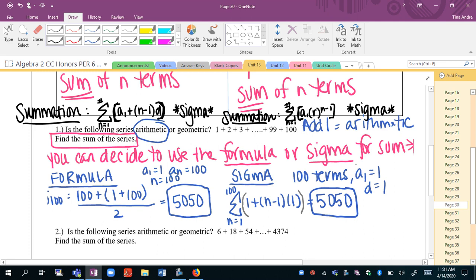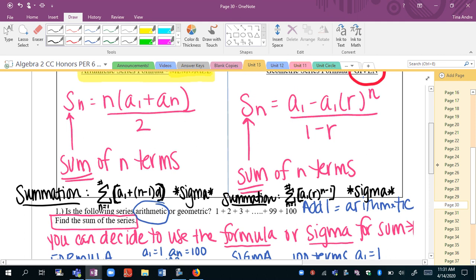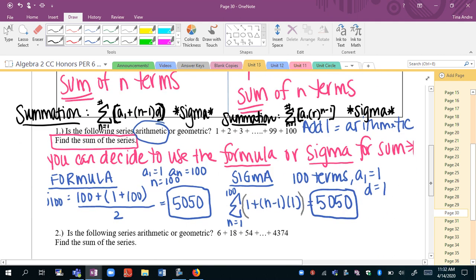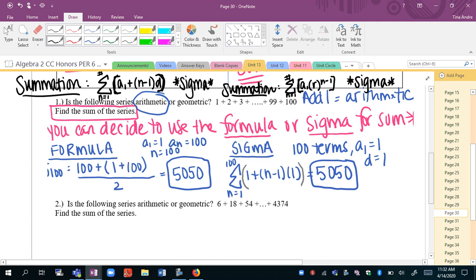So you can decide which one you want to use. Do you want to use the formula from the reference sheet or the one that you have to memorize, or do you want to use the sigma? Now here's the thing, you have to know all of these options, because there's going to be times where summations or the sigma won't work. When we get to the next page, you're going to see an example where you won't be able to use the summation. So for now, if you're finding the sum, then you can use either. You can decide. So let's just look at these couple problems here.